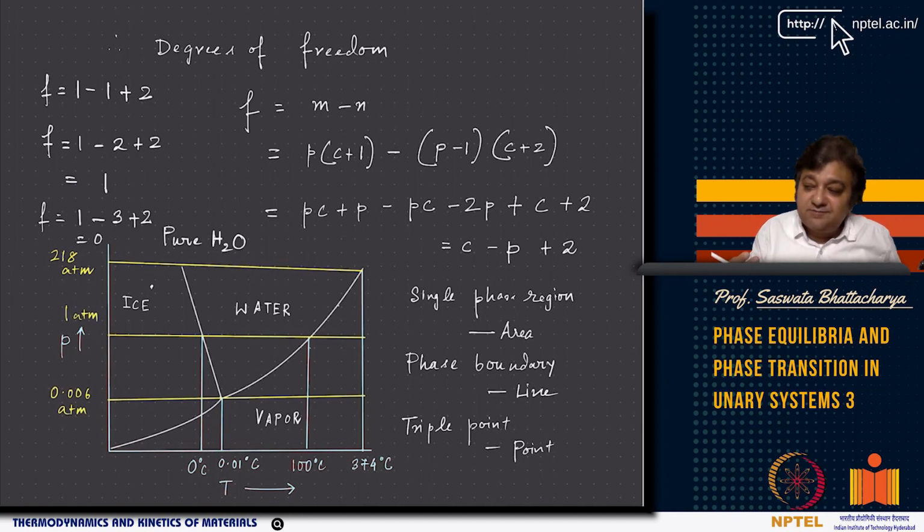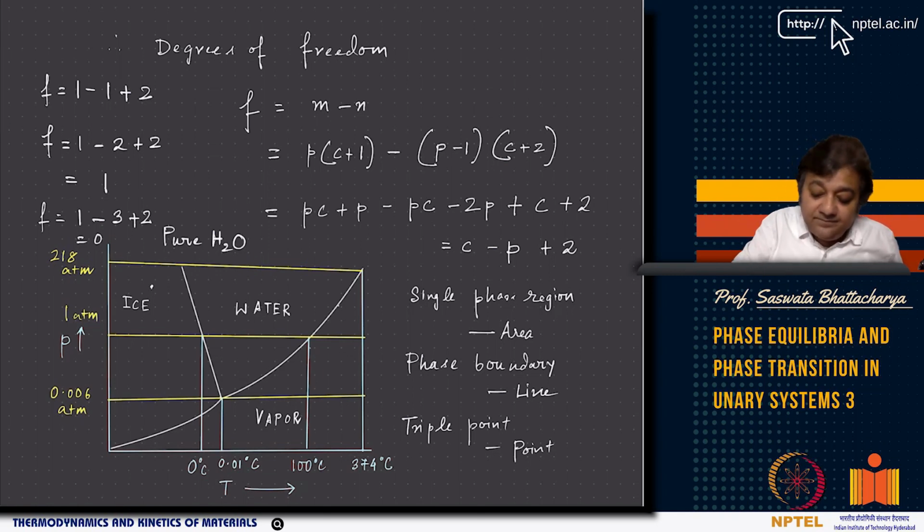Single phase is always, in a unary system or a single component system, a single phase like ice or water or vapor, where I am not talking about any coexistence, represented by two-dimensional areas, because I can independently specify pressure and temperature, but once I have specified these two degrees, then my degrees of freedom becomes 0. Now I can uniquely solve the problem.